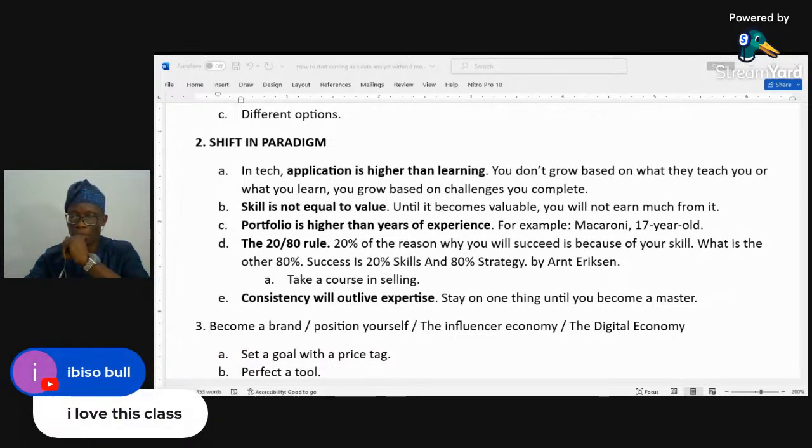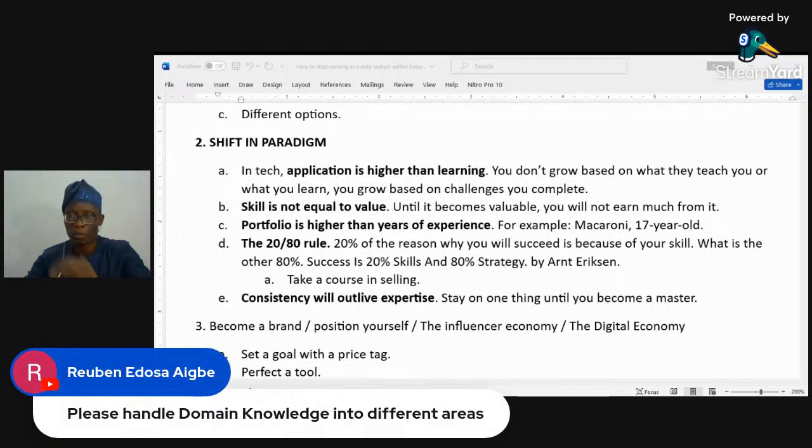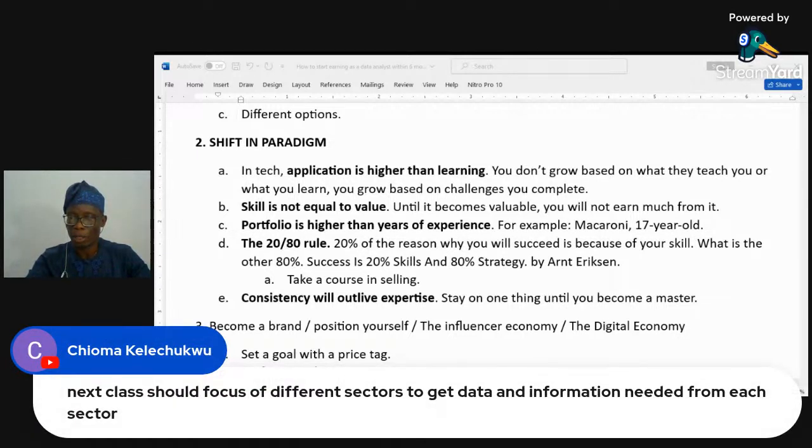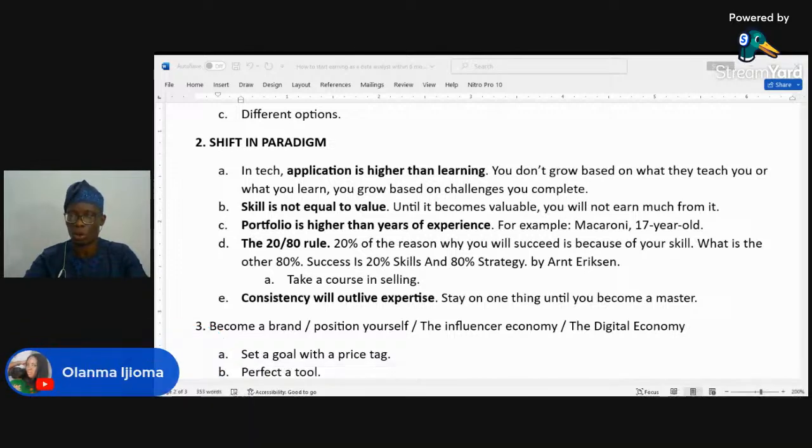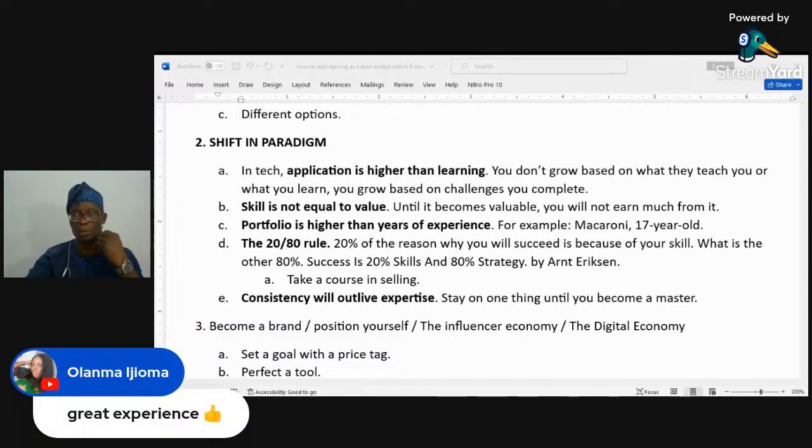I love the class. Okay, I'm looking for topics. Please handle domain knowledge into different areas. Okay, Ruben said domain knowledge. So Ruben, can you suggest any domain? Next class should focus on different sectors to get data and information. Okay, so I think I'm getting the vibe. We can focus on one sector and specifically work on that sector.